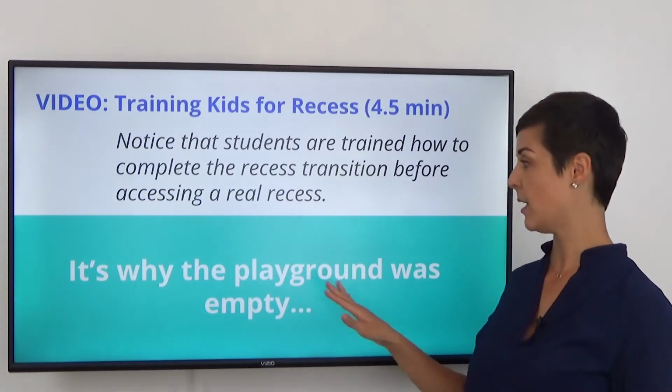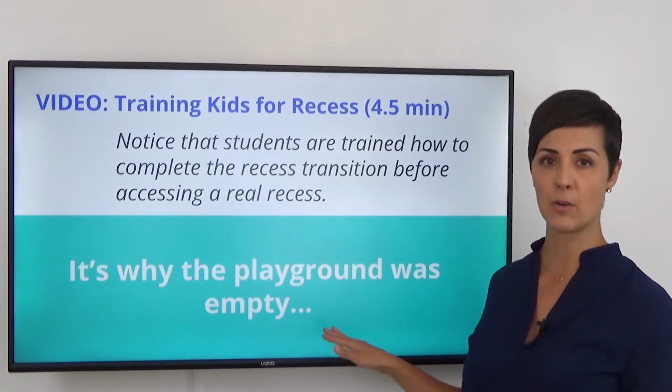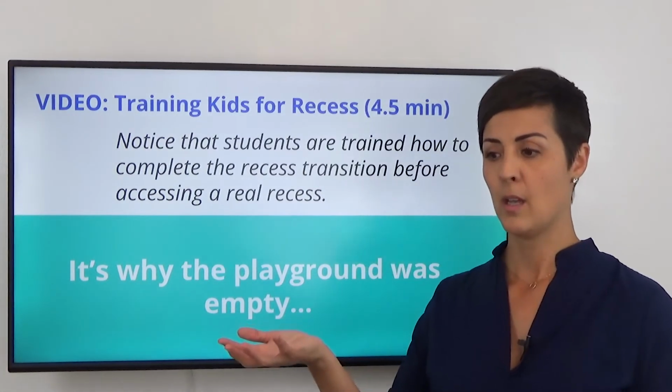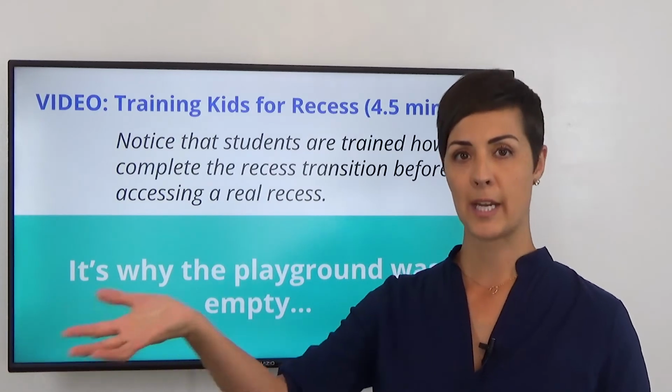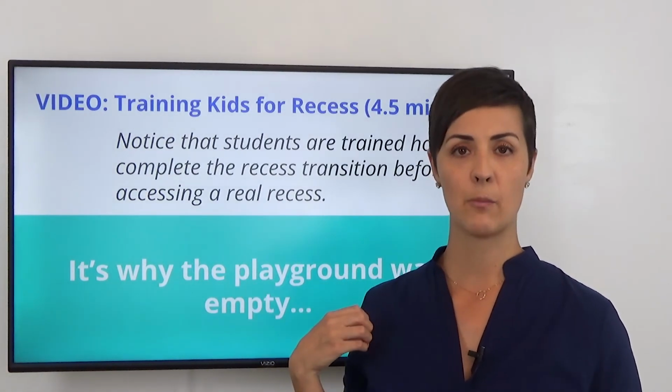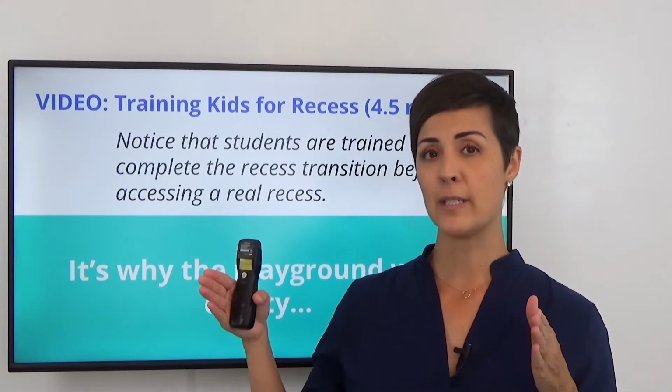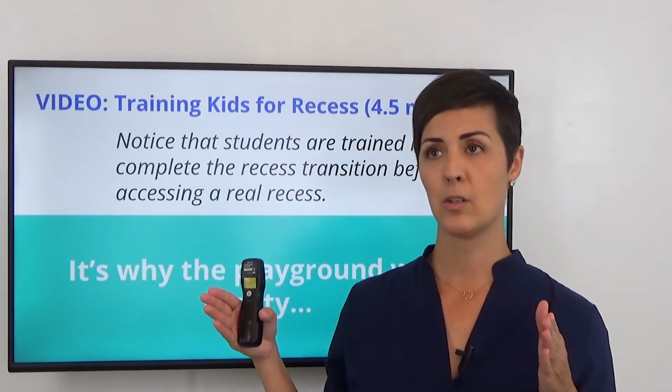Okay, so did you notice they were trained to complete the recess transition before they could access a real recess? And it's why the playground was empty. Did you notice that? The reason the playground was empty was because I took my class out before the rest of the classes went out so that I could train them. This is what it looks like to line up from recess. And in total, training that entire recess expectation and transition took 13 minutes.